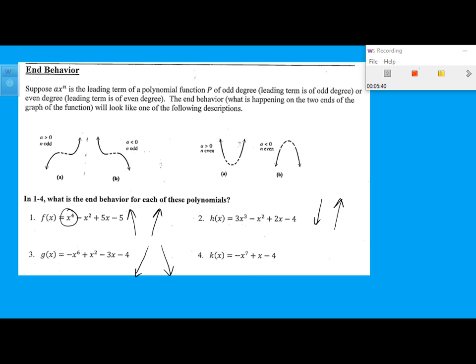Number 4, as soon as I see a negative out front, I know the right side's going down. As soon as I see an odd exponent, I know the left end is going up. Now guys, we don't care about what's happening in the middle. I know this graph would be doing something like this. Like I said, this middle part we really don't care about yet. So end behavior should be reviewed from your Algebra 2 days.